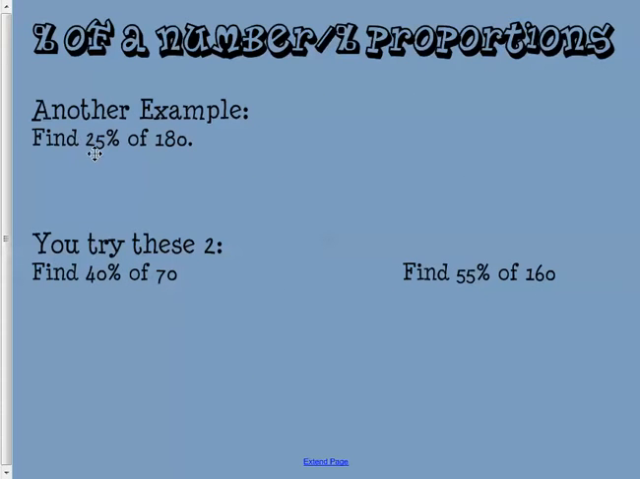All right, another example, 25% could be written as a decimal. Percent, all you have to do is divide it by 100 in your calculator if that helps. So 25 divided by 100, written as a fraction, is 25/100ths times 180, and you get a total of 45. Okay, pause, try these two.